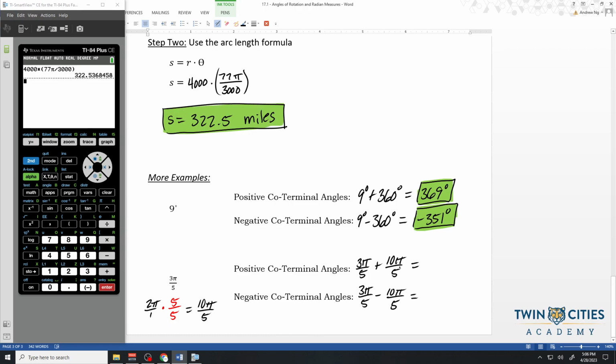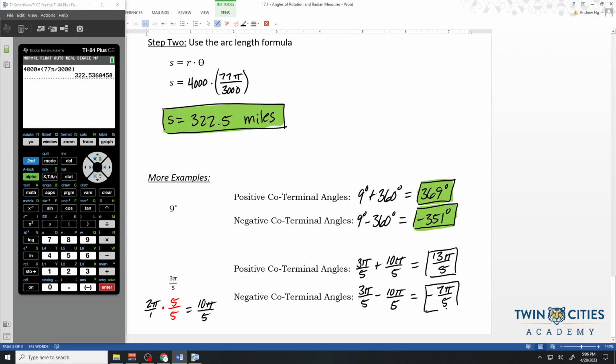Now I can go ahead and add or subtract. 3 plus 10 is 13, so this will be 13 pi over 5. And 3 minus 10 is going to be negative 7. So this will be negative 7 pi over 5.